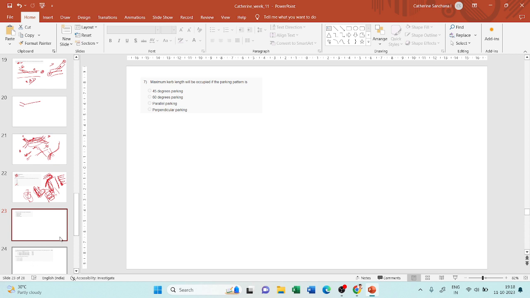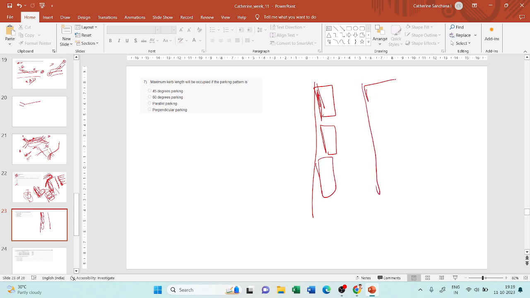Now moving on to the next question, which is: maximum curb length will be occupied if the parking pattern is what? Just now we saw what on-street parking is and how vehicles can be parked, right? So let us say this is my curb. My vehicles can be parked parallel to the curb. This is called parallel parking. They can be parked perpendicular to the curb.